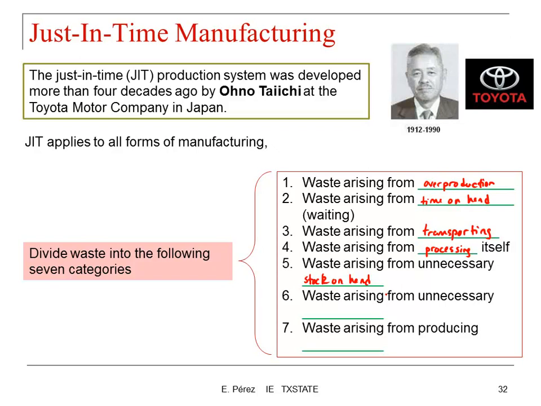Waste arising from unnecessary motion. This can be applied to motion in the manufacturing cells or manufacturing production line. You might want to find the best way to use those stations, and also the movement of materials. And the waste arising from producing defective goods.